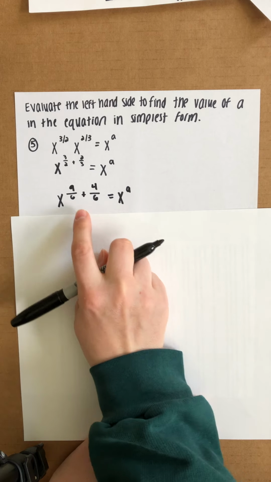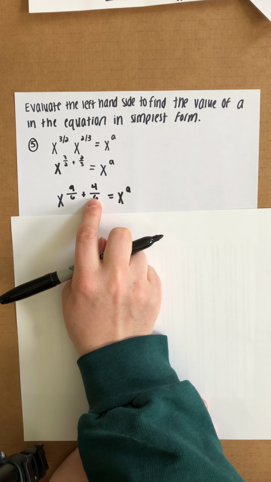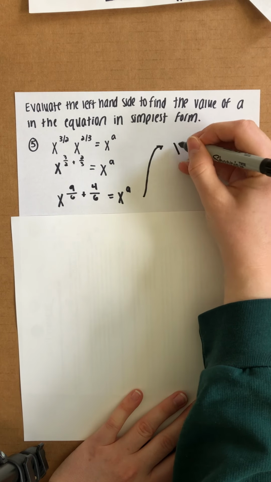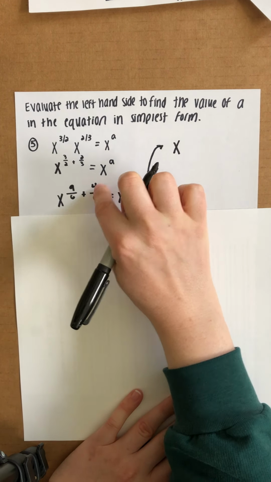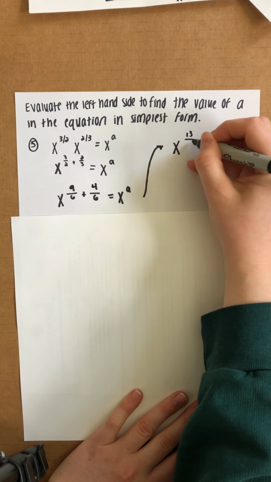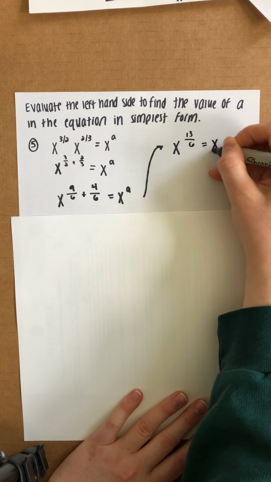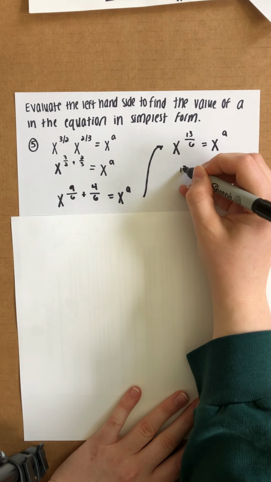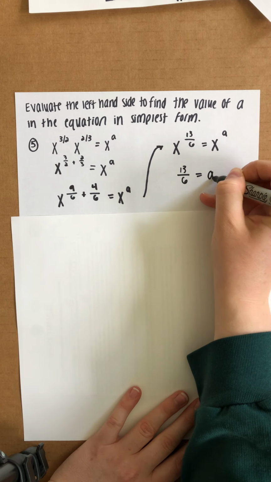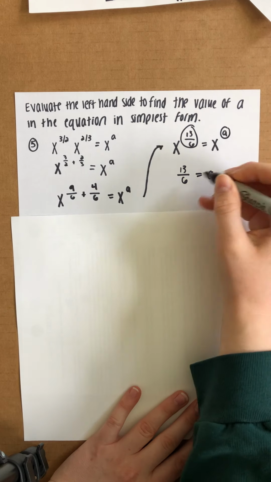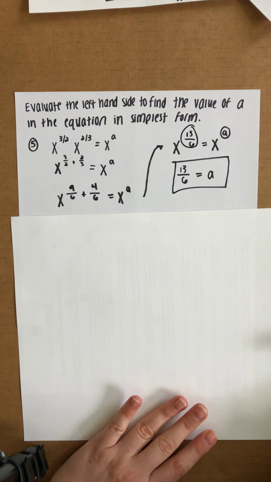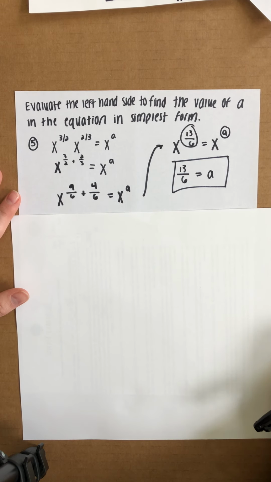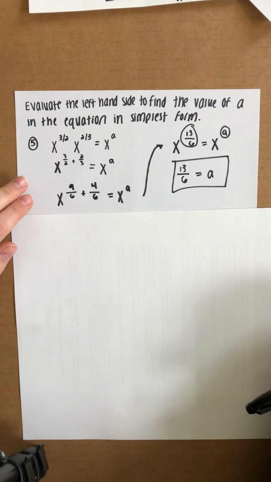And now if I add these two together, I'm going to just continue that up here. I'm going to have x to the power of 9 plus 4 is 13 over 6 equals x to the power of a. And so I can say that 13 over 6 equals a. So I'm just getting that from right there. So this is my answer here. All right, so that was just plain old multiplying with exponents to solve this.